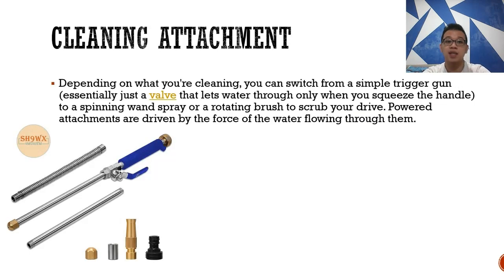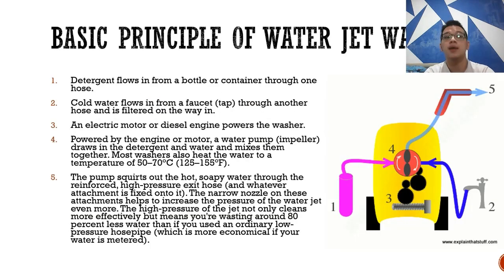The next part is the cleaning attachment. Depending on what you are cleaning, you can switch from a simple trigger gun, essentially just a valve that lets water through only when you squeeze the handle, to a spinning spray or a rotating brush to scrub your drive. Powered attachments are driven by the force of the water flowing through them. Next is the basic principle of a water jet washer.